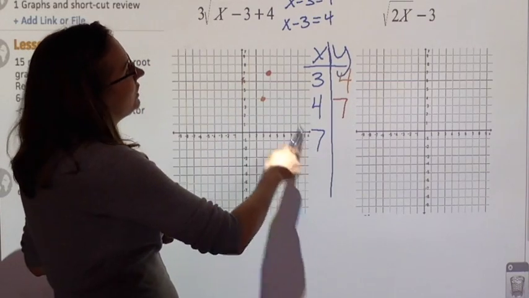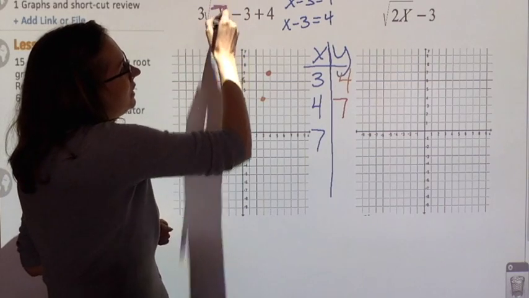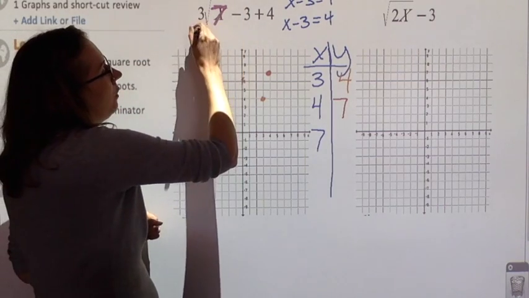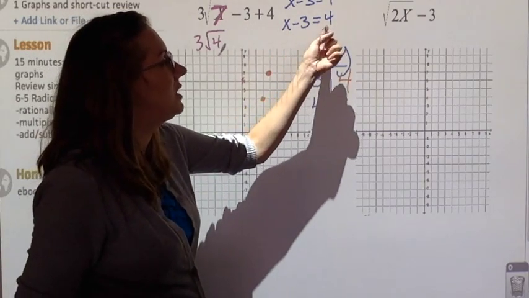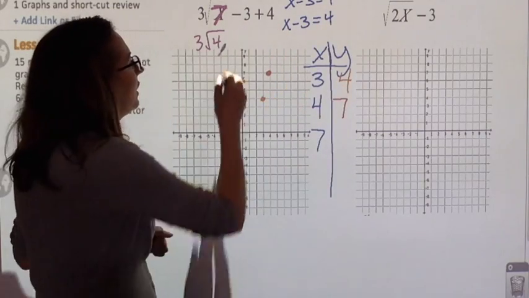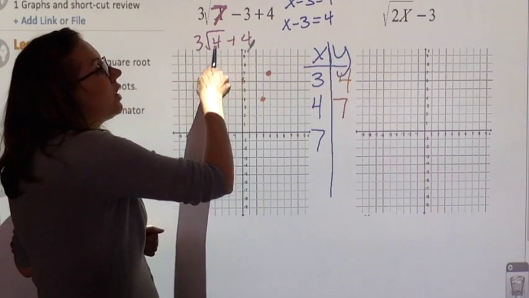Our last point is 7, so I'm going to plug in 7 for x. 7 minus 3 is 4. I knew that, folks, because I made it that way, right? We got the 7 when we did this. I wanted my inside to be 4. I'm going to solve this.